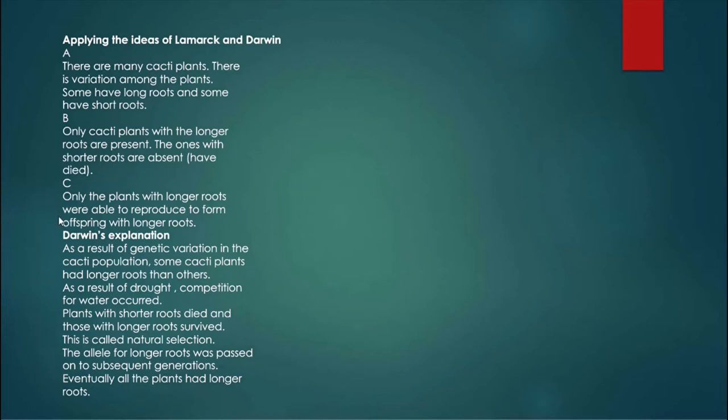How will Darwin explain this? As a result of genetic variation in the cacti population, some cacti plants had longer roots than others. As a result of drought, competition for water occurred. Plants with shorter roots died and those with longer roots survived. This is called natural selection. The allele for longer roots was passed on to subsequent generations. Eventually, all the plants had longer roots.